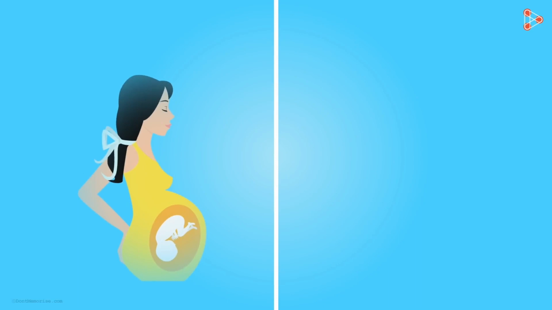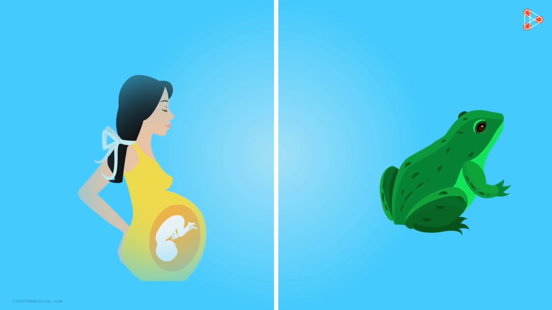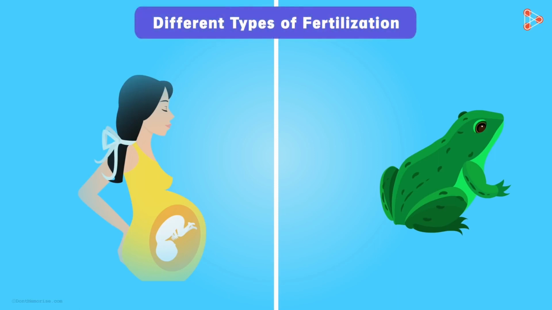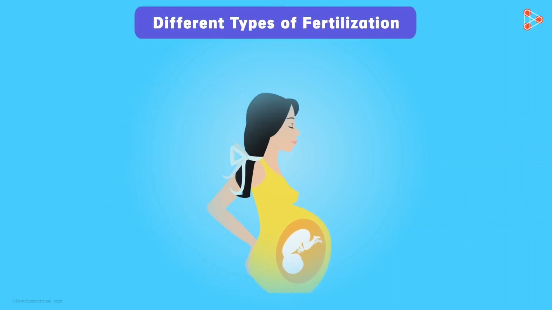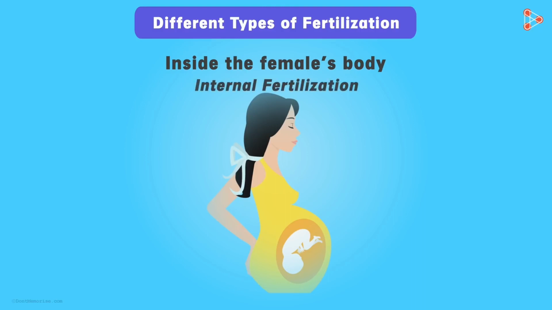For example, in humans, the baby grows inside the mother's body. However, have you seen the babies of the frog? They are not born from inside the body of the female frog, like in our case. This gets us to the concept of types of fertilization. The first example explains that fertilization occurs inside the female's body. Hence, such a type is referred to as internal fertilization.